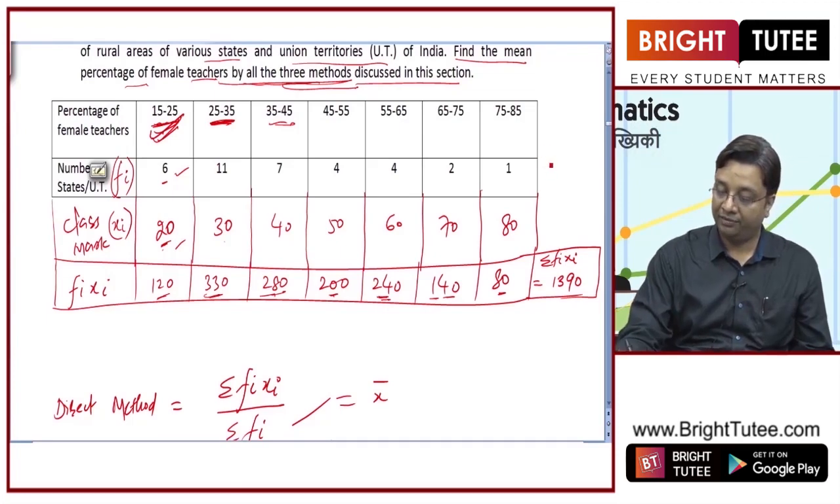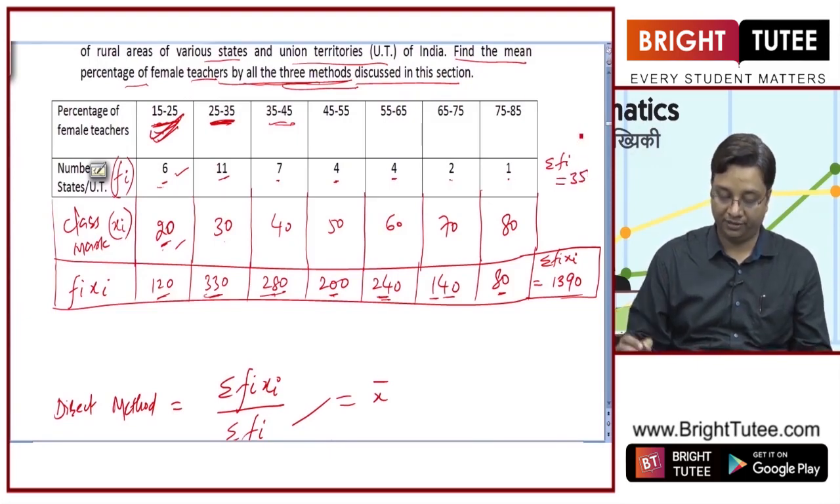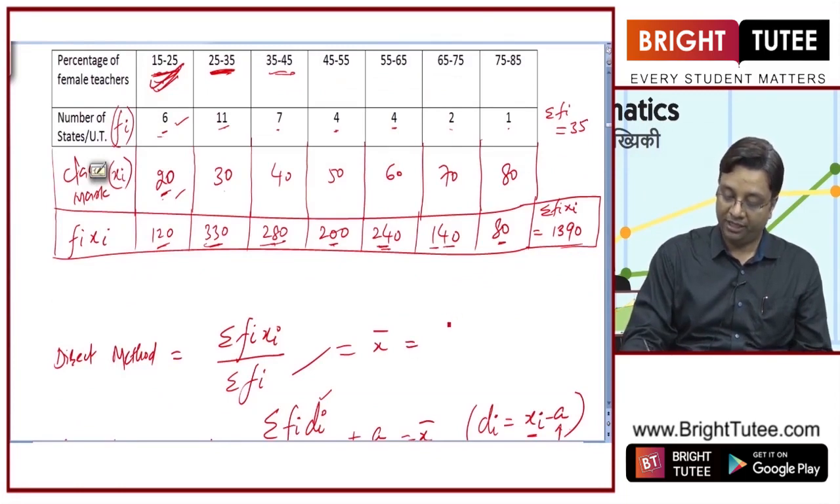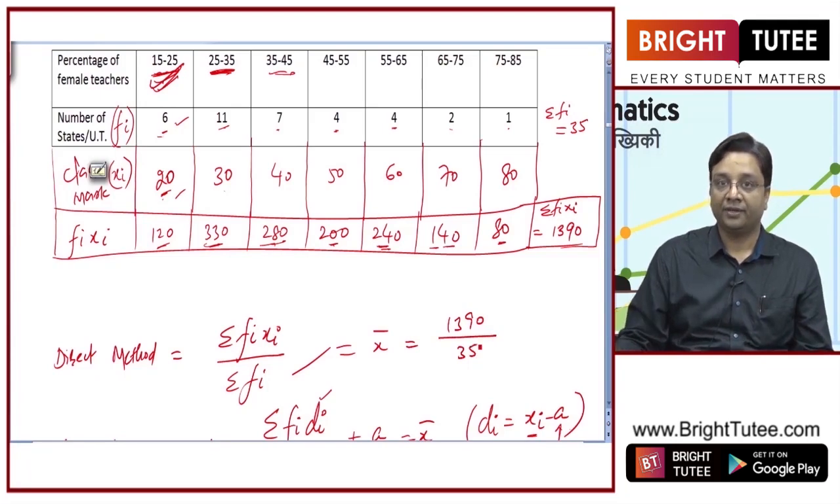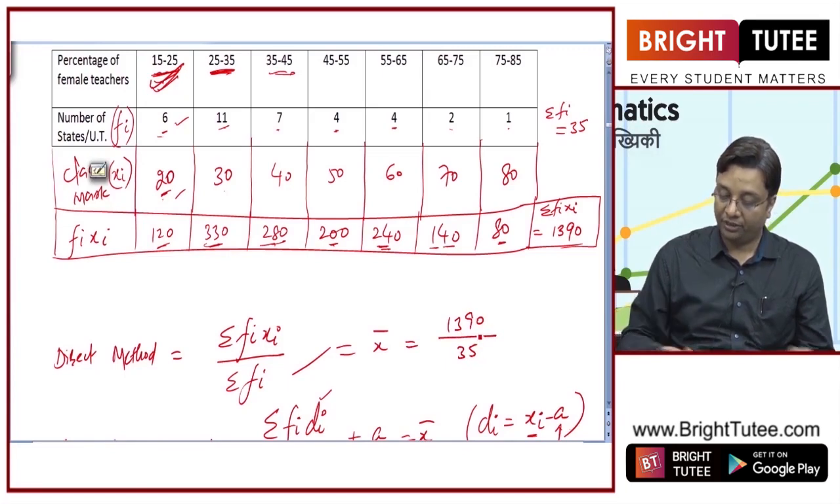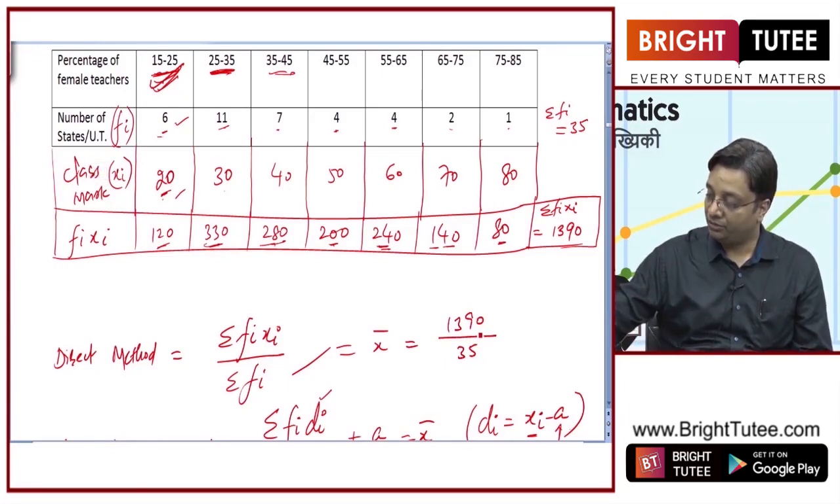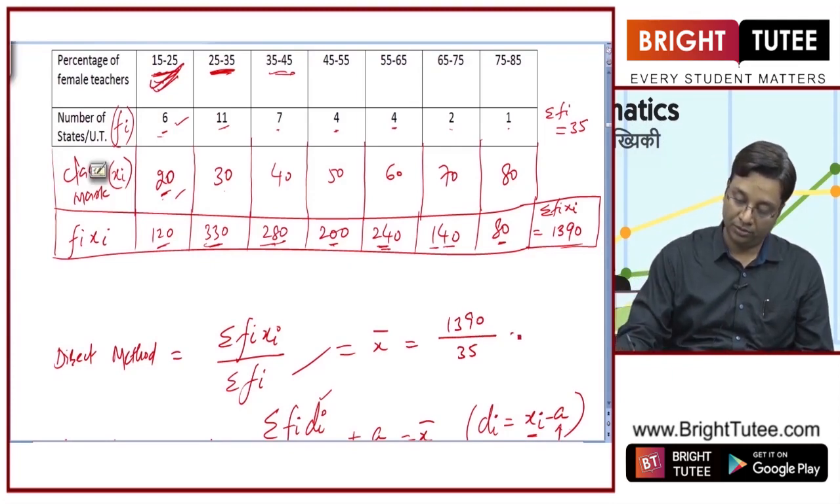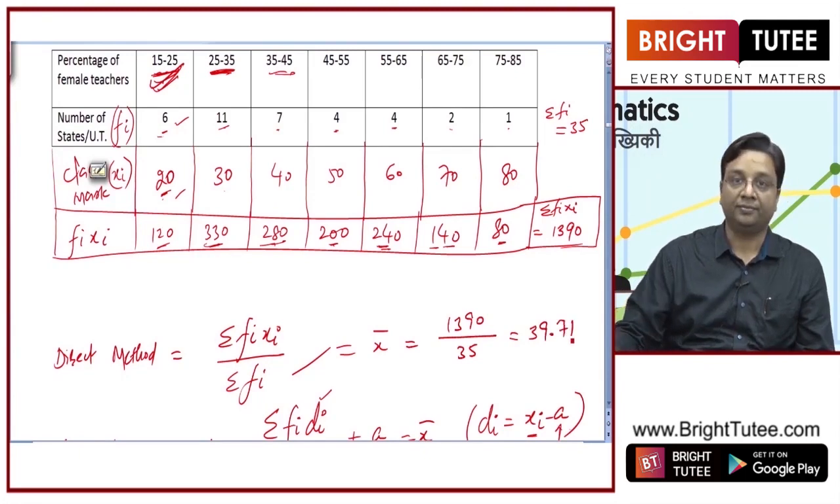Now if I calculate sigma fi, which is the sum of these, 6 plus 11 is 17, 17 and 7, 24, 28, 32 and 3, 35. So sigma fi is 35. So my direct method will give me the mean as 1390 divided by 35. We can calculate it approximately, which is approximately equal to 39.71.